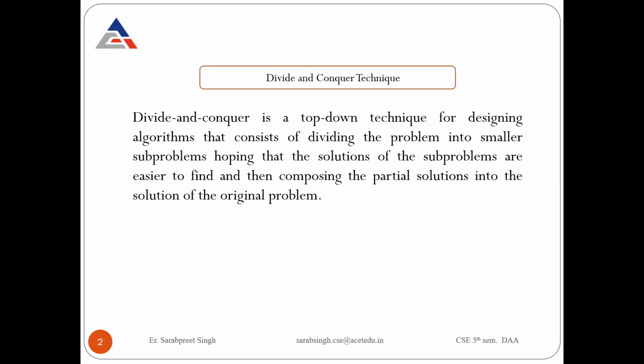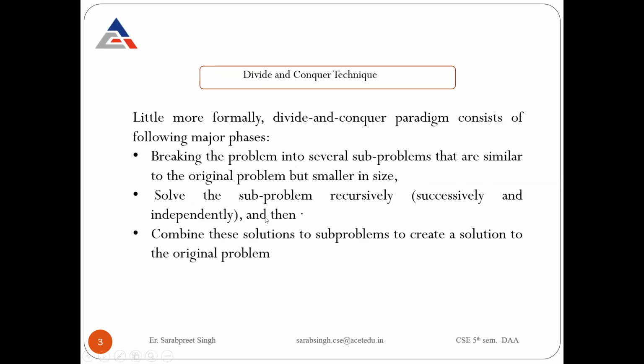So as we have seen from the example, this is the divide and conquer technique. Divide and conquer is a top-down technique for designing algorithms that consists of dividing the problem into smaller sub-problems, hoping that the solutions of the sub-problems are easier to find than composing the partial solutions into the solution of the original problem. Okay, this is the divide and conquer strategy.